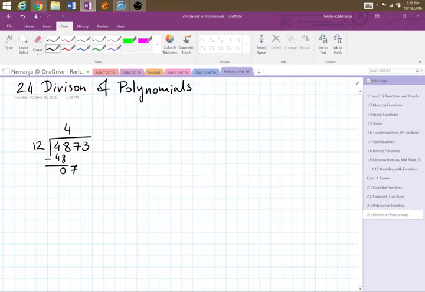Well, 12 doesn't go into 7, so we place a 0, and then we drop the next digit down. 12 into 73 goes 6 times, and then you multiply back, which is 6 times 12 is 72, and when you subtract, you get 1. At which point you can just say R1, which means the remainder is 1. If I divide 4,873 by 12, I will get 406 with the remainder 1.